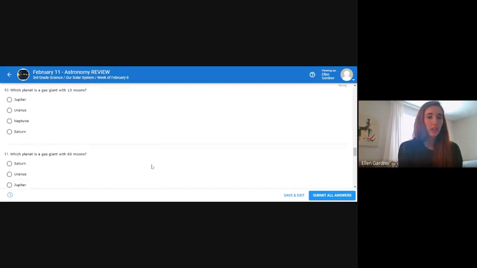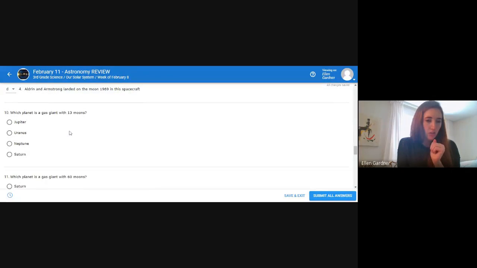Okay, next up, which planet is a gas giant with 13 moons? Okay, so I have to double check these ones. I've changed this up slightly for the test so that, once again, these ones about the specific planet have more detail than just how many moons they have. Okay, so it's not Uranus. We already chose that one as 27. I believe it's Neptune because Jupiter and Saturn both have more, but let me double check this.